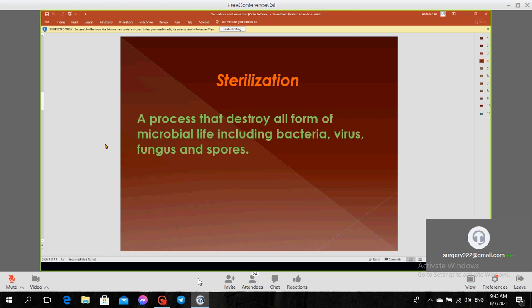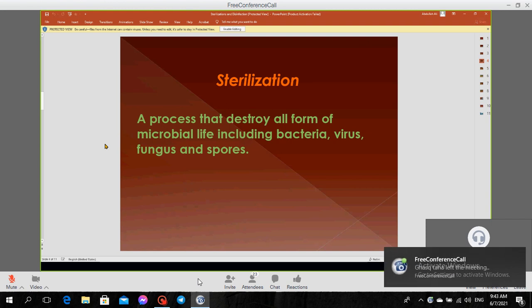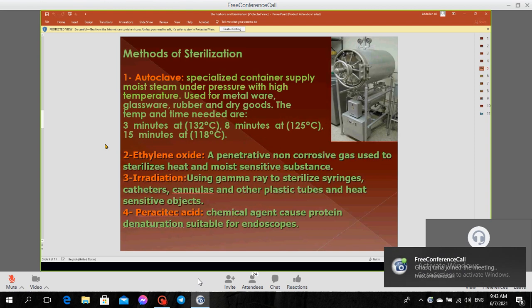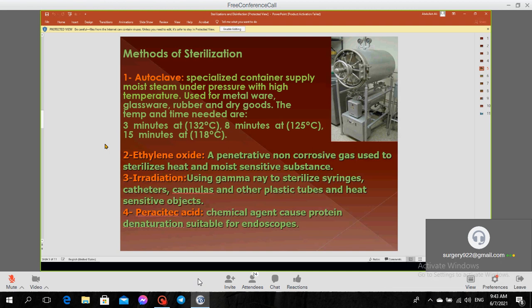This was disinfection. Regarding sterilization, as you may expect from the definition of disinfection, it is a process that destroys all forms of microorganism or microbial life, including bacteria, viruses, fungus, and spores. So sterilization will destroy all forms of microorganism. Methods of sterilization, we may use an autoclave.